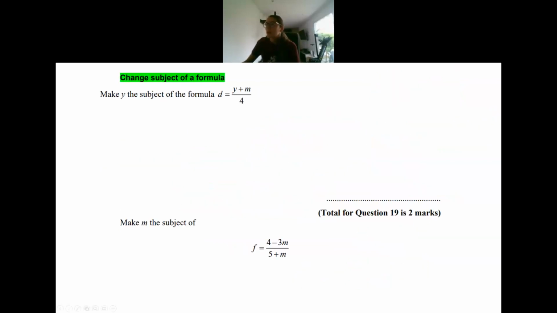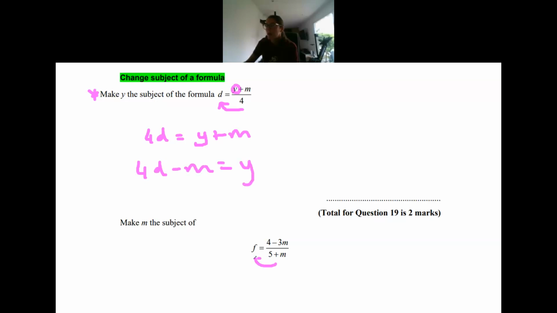Change the subject of a formula. So because this is common with the foundation content, I think it's going to be more like one of these as opposed to one of these, but I will do both. Make y the subject. So y, we're adding m and then dividing by 4. So I work backwards. I times the denominator over first to get 4d equals y plus m. Then to get the y, I want to take away the m, so 4d minus m equals y.